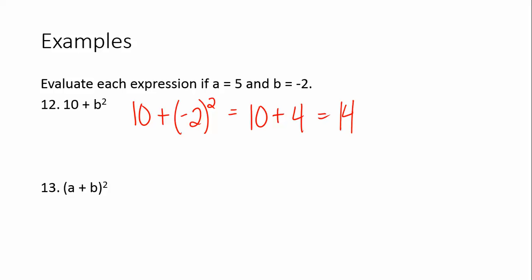If you want to try the last one on your own first, you can. But that's a plus b, and it's a quantity squared, which means we're squaring whatever's inside. Remember that order of operations says that we need to take care of inside the parentheses first. I'm just putting the parentheses around the negative 2 so we don't miss it. 5 plus negative 2 is 3, so we end up with 3 squared, which is 9.